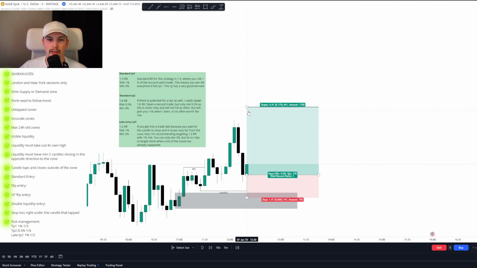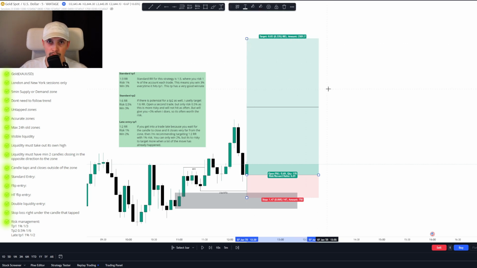If there's potential, I do a second trade where I do TP2 as well, and then I target 1 to 6, but I only use 0.5% risk. So this will not happen as often, but you win 3%, so the risk is often worth it because you get such a good reward.